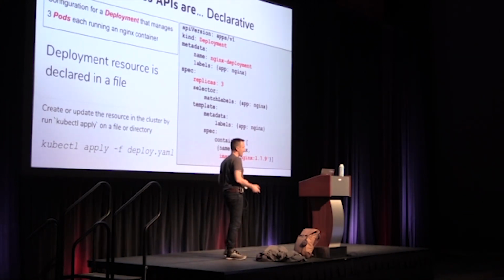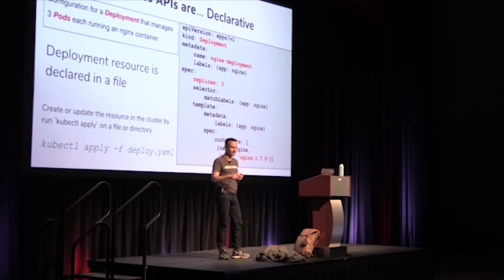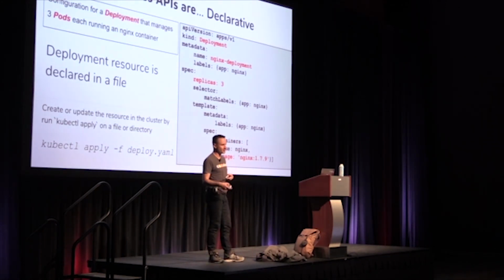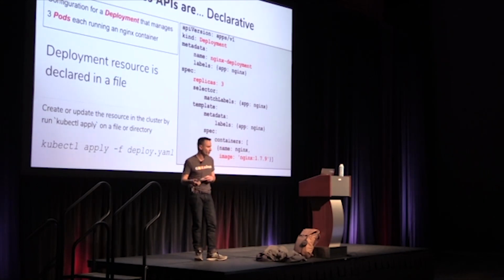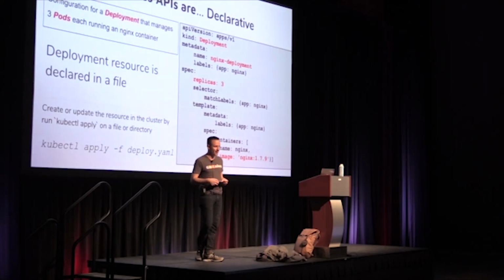Declarative is different from imperative in that if you wanted to make a change to this, say increase the replica count, you wouldn't say increase the replica count by 2. You would just put replicas 5 in here, reapply it, and then it would go make those changes for you. So this is kind of the opposite of Ansible approach, is how I've heard it described.